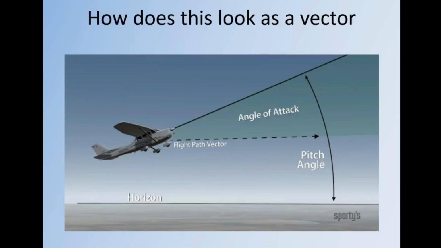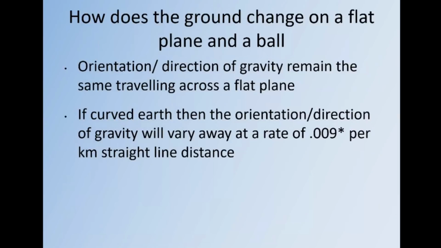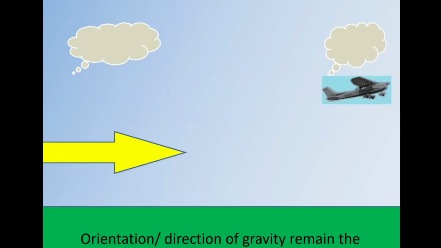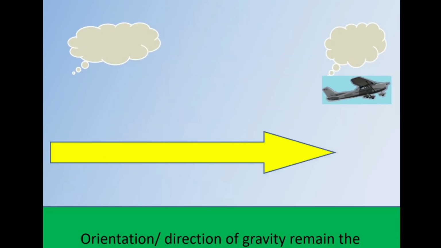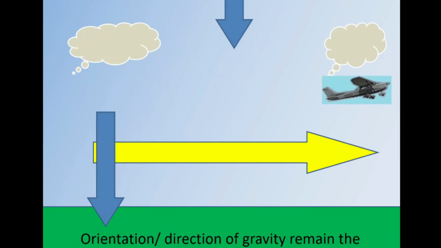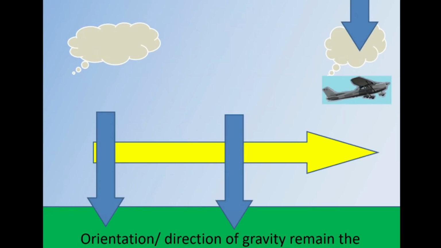Now, underneath the plane, on a flat plane, you'll see, look, as we go across the surface with the vector there, the vector's one way, and down at the beginning of the journey is exactly the same vector as down is in the middle of the journey and down is at the end of the journey.